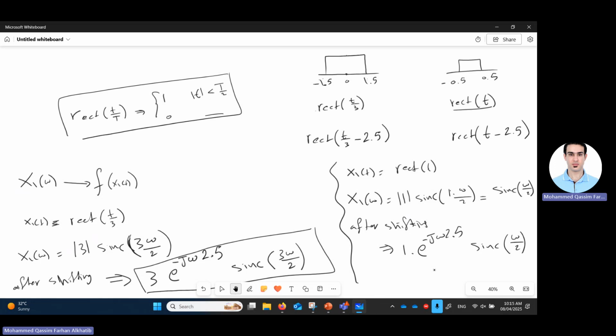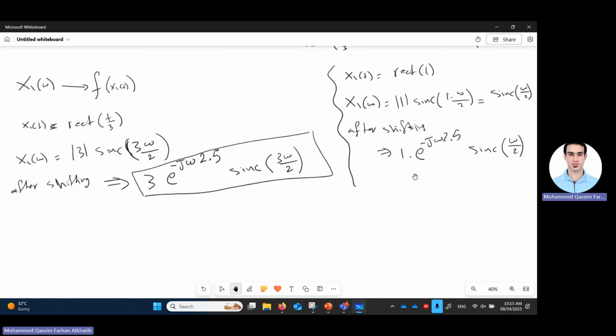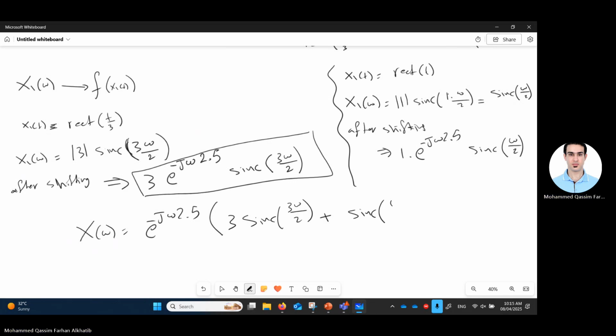Now the final answer will be the addition of both. So X of omega equals, let's take e to the power negative j omega 2.5 as a common factor. So e to the power negative j omega 2.5 times 3 sinc of 3 omega over 2 plus sinc of omega over 2. And that is the final answer.